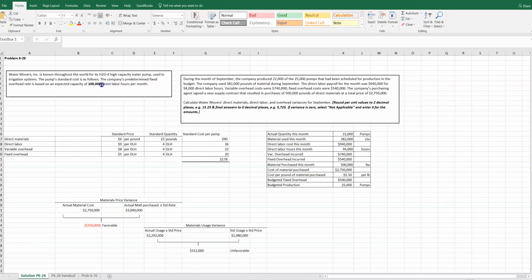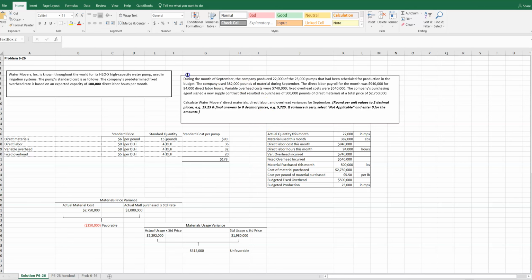This company makes pumps, and they expected to use 100,000 direct labor hours this month. Well, that means something to us here. These are the standard quantities and prices they gave us. So the fixed overhead is applied at a rate of $5 per direct labor hour. So 100,000 direct labor hours tells me that their budgeted fixed overhead is $500,000. 100,000 times $5, $500,000. That's an important piece of information we'll need in a minute.